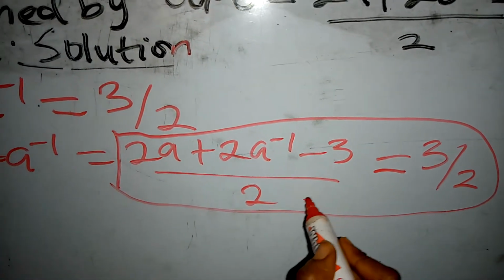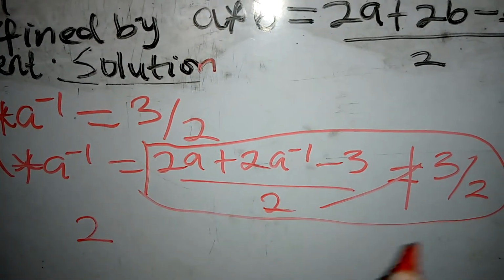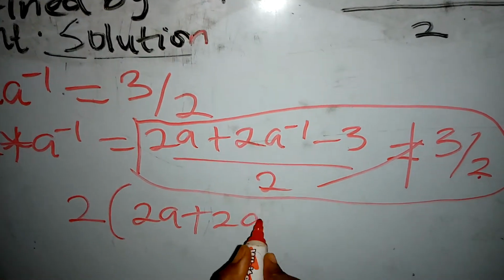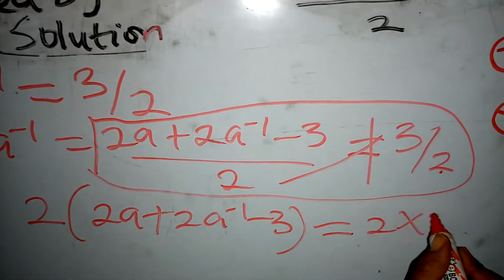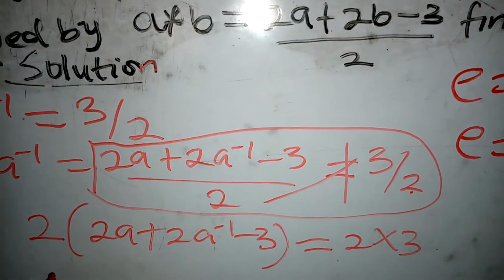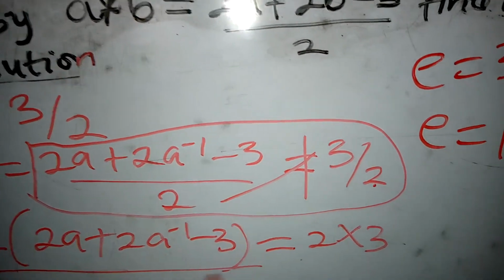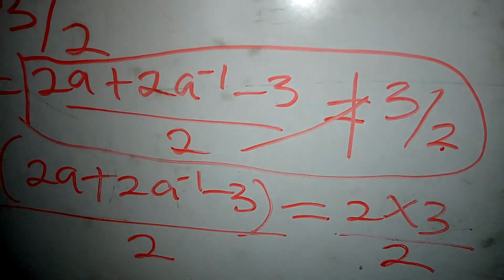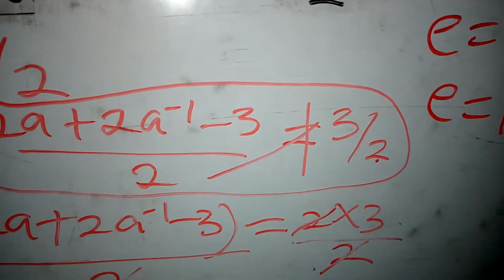Then we use these two. So we cross multiply directly. So it will be 2 times the bracket 2A plus 2A inverse minus 3 equals 2 times 3, that is 6. We can divide this through by 2 to remove this 2, and the other side also. So 2 cancels 2, 2 cancels 2. So we are left with this.